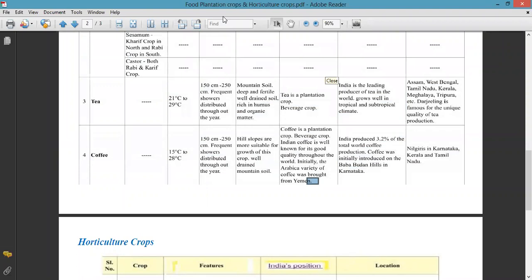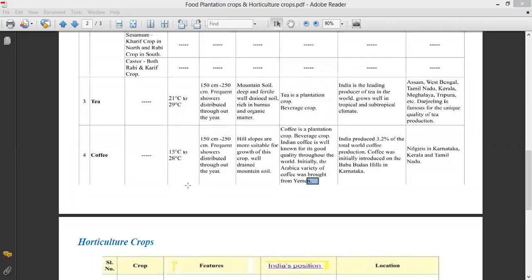Nilgiri occurs in Tamil Nadu also, near Coimbatore. It is also present in Karnataka, and part of Nilgiri is present in Kerala also. Okay, Nilgiri is a part of Western Ghats. So in Nilgiri, this coffee plantation is famous while comparing other states in India.